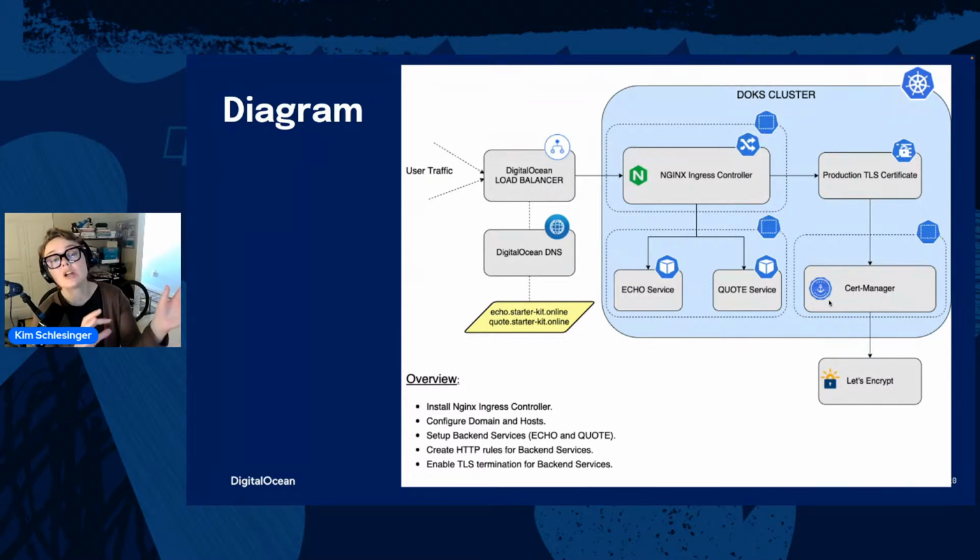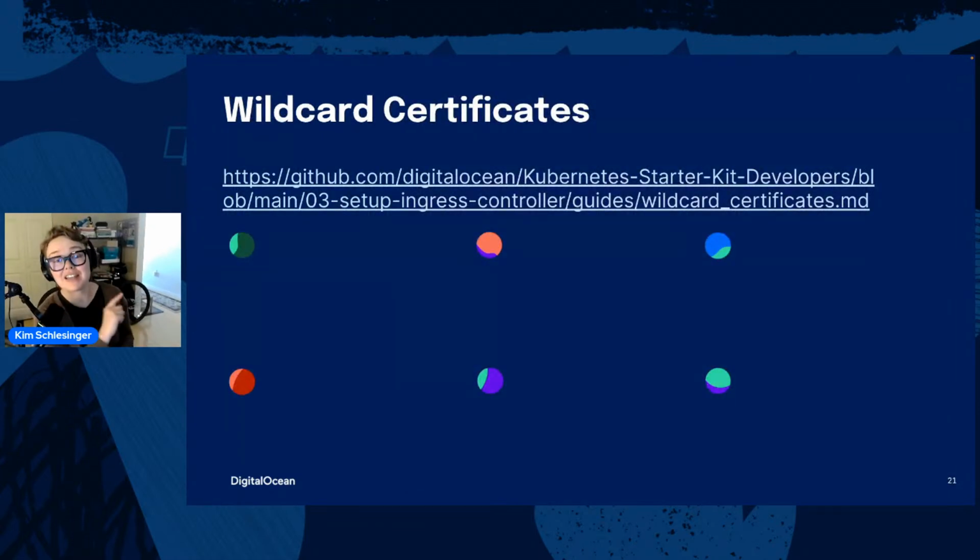So then we installed cert-manager in the cluster. We said, cert-manager, we'd like you to generate certificates using Let's Encrypt as the certificate authority. And then we store that production TLS certificate in the backend namespace so that the quote service can serve up encrypted traffic. You may be wondering, okay, this is cool, but what if I don't want to configure a certificate for every namespace or for every service? The answer to that question is wildcard certificates.